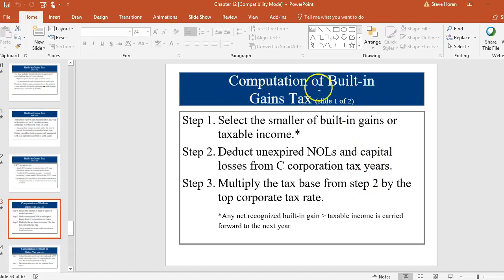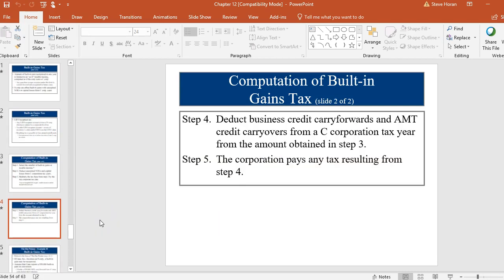And then computation of built-in gains tax. Select the smaller of built-in gain or taxable income. Deduct unexpired NOLs. Multiply the tax base from step 2 by the corporate tax rate, which would be the 21%. Deduct any business credit carry forwards and AMT credit carryovers, and then the corporation pays any tax resulting from step 4.